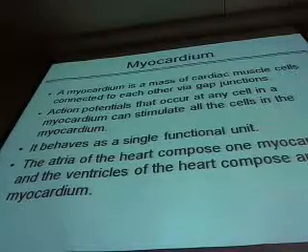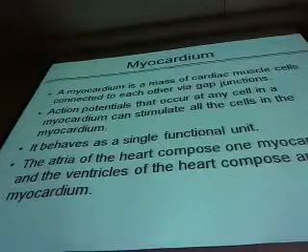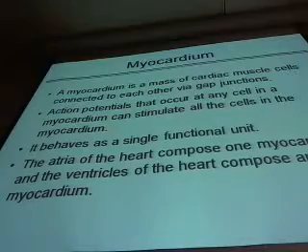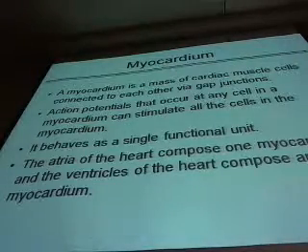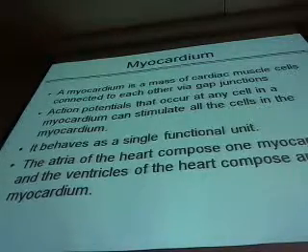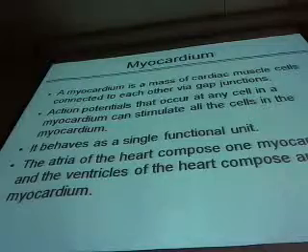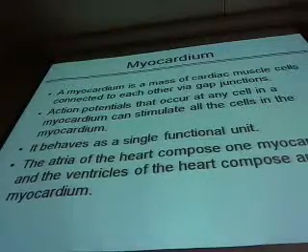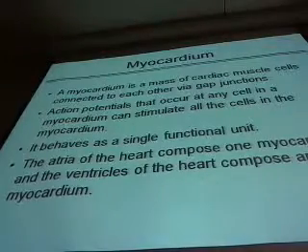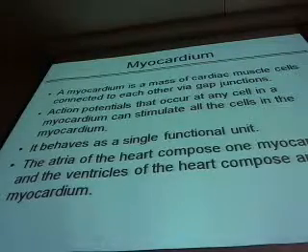So what happens is your stimulation starts at the SA node, the sinoatrial node. It spreads across the atrium, and the contraction of the atrium pushes the last 20 or 30% of the blood out of the atrium into the ventricle. Then when the ventricle contracts a millisecond later, it pushes the blood out through either the pulmonary artery to the lungs, or out through the aorta down to the body.